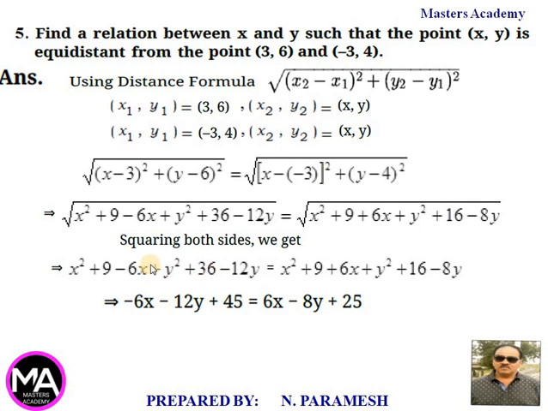X square gets cancelled, y square gets cancelled, minus 6x minus 12y plus 36 plus 9 is 45 is equal to plus 6x minus 8y plus 16 plus 9, 25. Shifting all to the right side, plus 6x is 12x, minus 8y plus 12y is 4y is equal to, shift the number to one side, 45 minus 25 is equal to 20. Throughout divide by 4: 4 3s are 3x plus 4 1s are 1y is equal to 4 5s are 5. So 3x plus y is equal to 5.